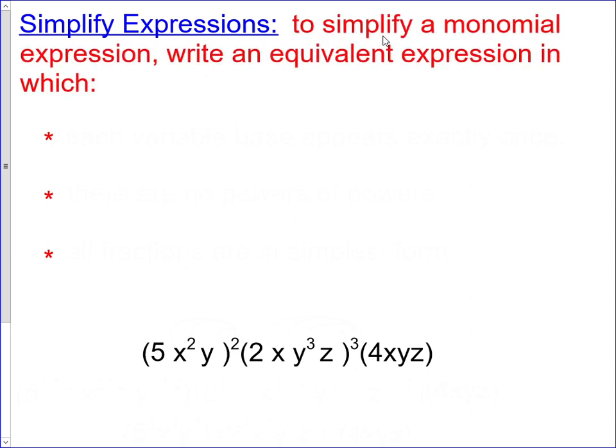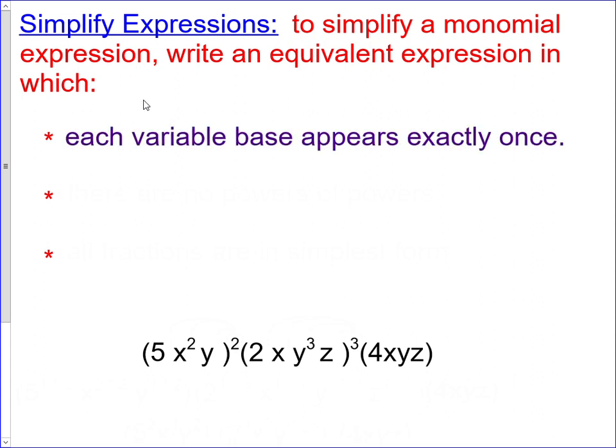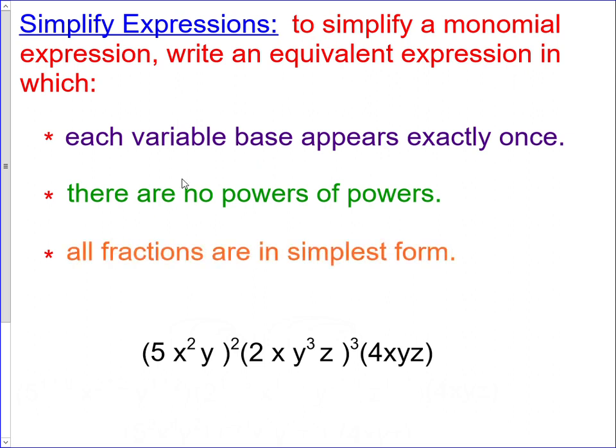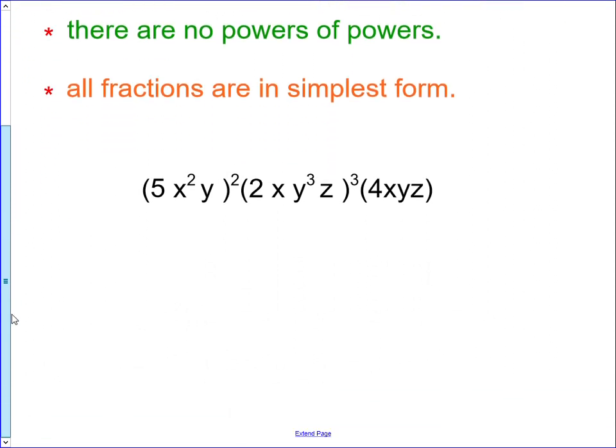So to simplify a monomial expression, we're going to write an equivalent expression in which three things have to happen. The first one, each variable base is going to appear exactly once. The second condition, there are no powers of powers. We've simplified those. And third, all fractions are in simplest form. Now you're not going to have fractions in all, but some you will, and just simplify them so they're in simplest form. So let's take a look at this.